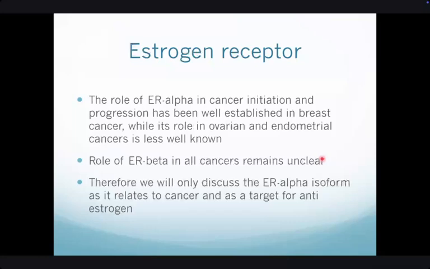The role of estrogen receptor alpha in cancer initiation and progression has been well established in breast cancer, while its role in ovarian and endometrial cancer is less well known. The role of estrogen receptor beta in all cancers remains unclear. Therefore, we'll only discuss the estrogen receptor alpha isoform as it refers to cancer as a target for anti-estrogens.